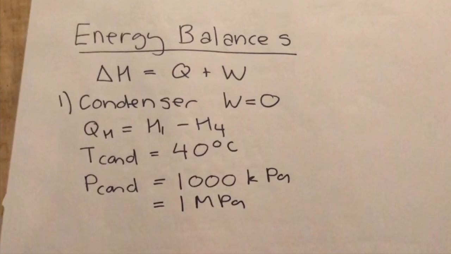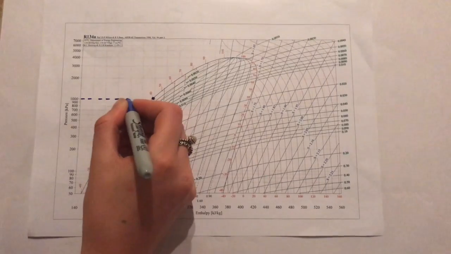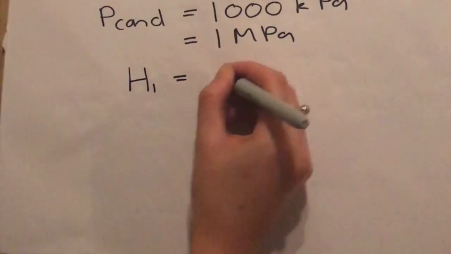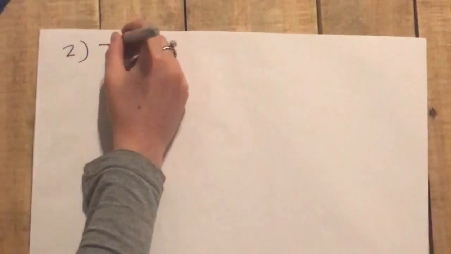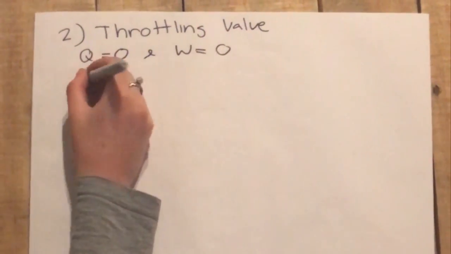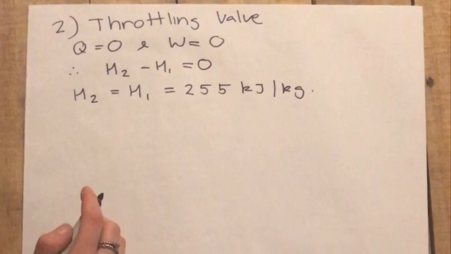The condenser is isobaric, and using the temperature equals 40 degrees Celsius, the pressure at the liquid saturation line on the molar diagram and the enthalpy can be found. The throttling valve is adiabatic and isobaric, therefore the change in enthalpy over it is 0 and H2 equals H1.